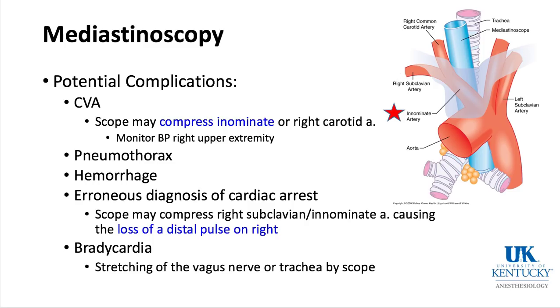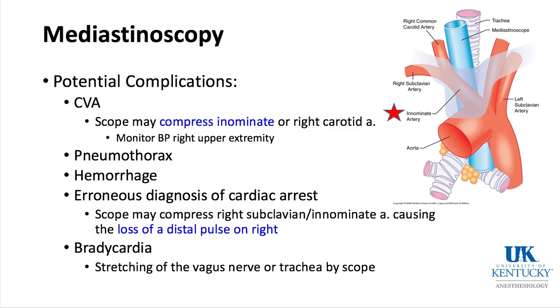So if we're monitoring blood pressure on the right side and it goes away, we worry that the mediastinoscope has compressed the innominate artery. And if blood's not going to the right subclavian artery, it's probably not going to the right common carotid artery, and a cerebral vascular accident could ensue. So some form of monitoring of blood pressure in the right upper extremity and pulse in the right upper extremity is done during mediastinoscopy. Sometimes A-lines, sometimes putting a pulse oximeter probe on that side, sometimes putting a blood pressure cuff, or a combination of several of those to monitor for compression of the innominate artery.